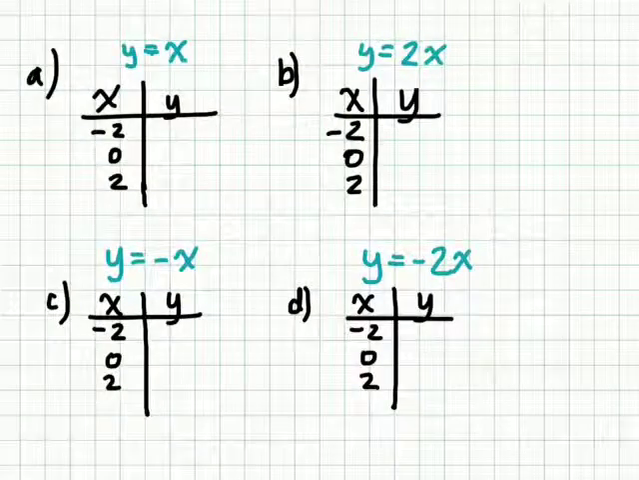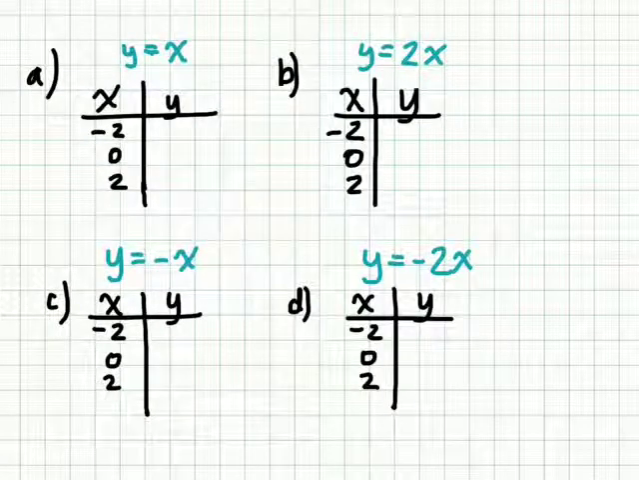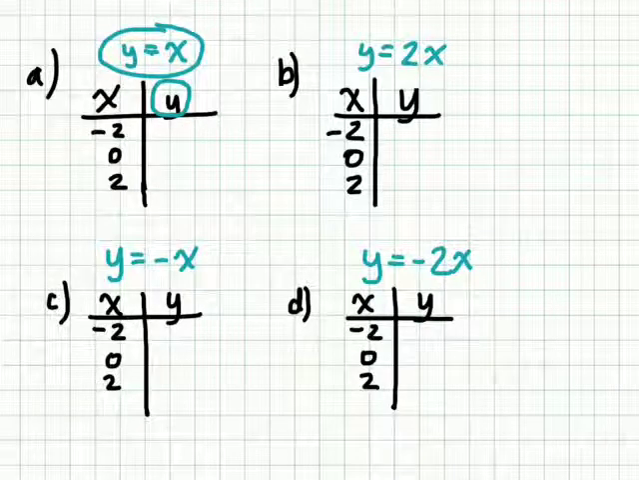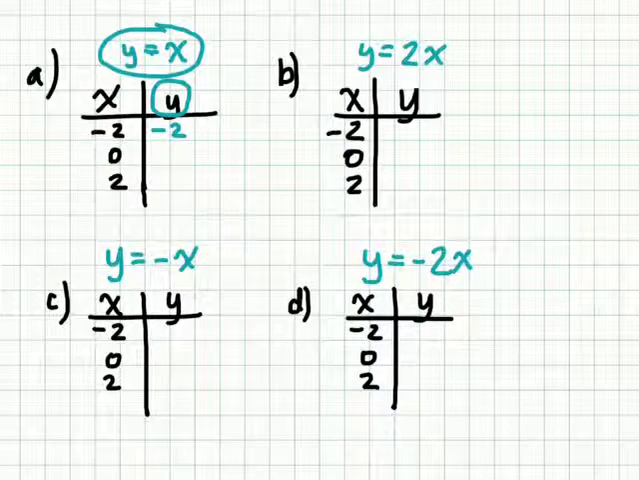What we're going to be doing is filling in each table of values. The first equation says y is equal to x. Well, in my table, I want to know what y is equal to. If the equation is y equals x, if x is negative 2, what's y? Negative 2. If x is 0, what's y? If x is 2, what's y?